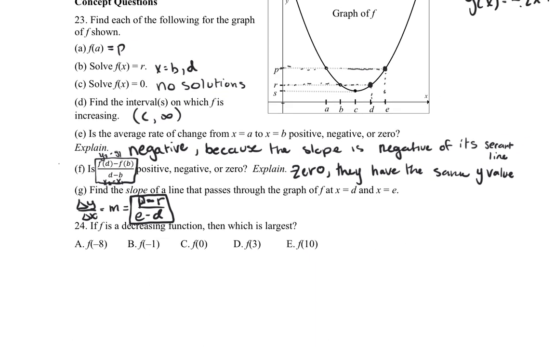All right. Number 24. If f is a decreasing function, which is the largest? So, if my function is decreasing in any way, shape, or form, that means, for instance, this is just a linear line. As I go to the left, the y values are going to be decreasing. So that means the more left I am, the higher my values are, and the more right I am, the lower my values are. So, for this problem, the value with the lowest x value should be the largest, in this case it's A.